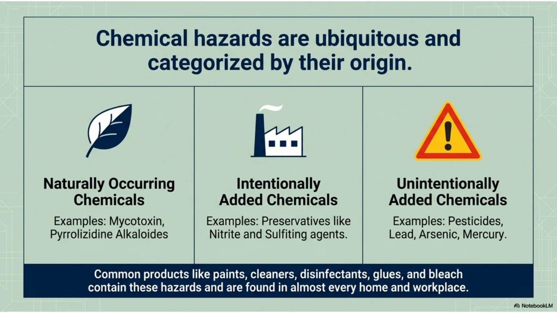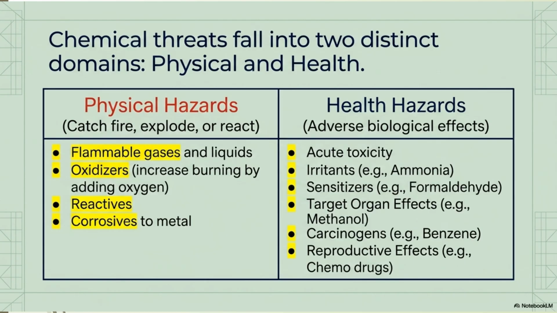Everyday workplace items, paints, cleaners, disinfectants, glues, and bleach contain these exact hazards, making proper management essential regardless of your work environment. Chemical hazards fall into two distinct domains: physical hazards and health hazards. Physical hazards relate to a chemical's physical properties, substances that catch fire, explode, or react violently. Examples include flammable gases, oxidizers that feed fires, reactives, and metal-corroding agents.